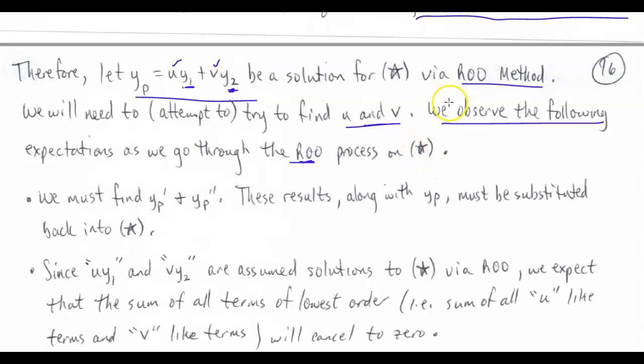Now, to do this derivation in a judicious and efficient way, you have to know what you're expecting from reduction of order, so that you can write out everything in a nice way that keeps you from having to do too much computation. Here's the first thing. In reduction of order, we have to find y sub p prime and y sub p double prime once we state that y sub p looks like this. We're going to take y sub p along with y sub p prime and double prime and put it back into our equation.